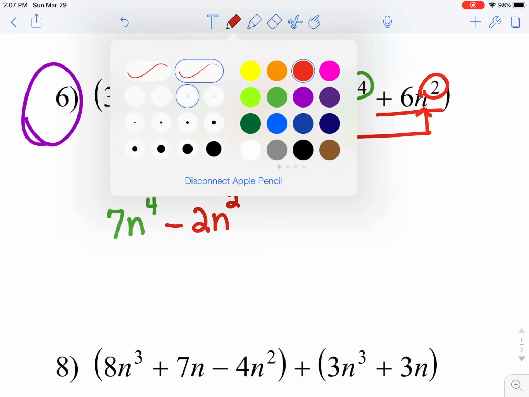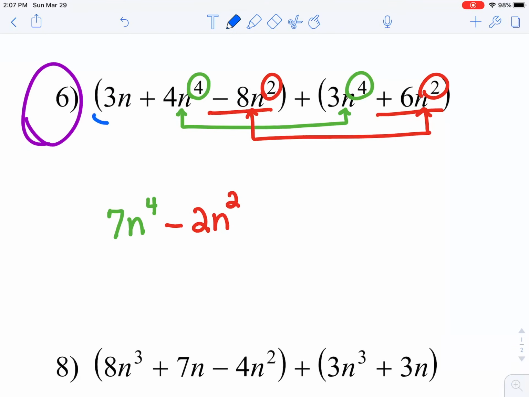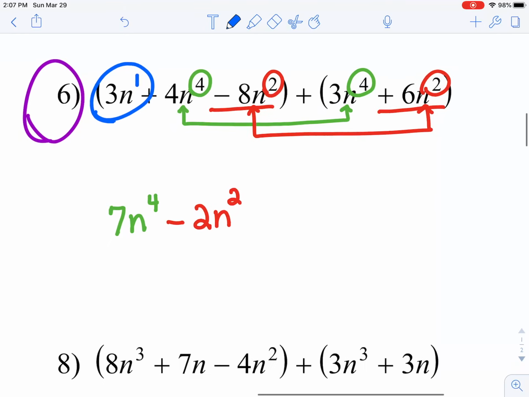So the last term I have here appears to be this first guy over here. His exponent is 1. And I don't see any other terms with an exponent of 1. So he's just by himself. He doesn't have any like terms. So we're just going to add him to the end. Now I know you don't see a sign in front of him. When you don't see a sign in front, it means plus. So plus 3n. Now I don't want you to write that 1 exponent because we typically don't write that exponent when it's a 1. All right, so that's all for this one.